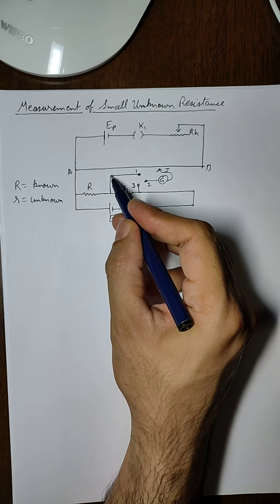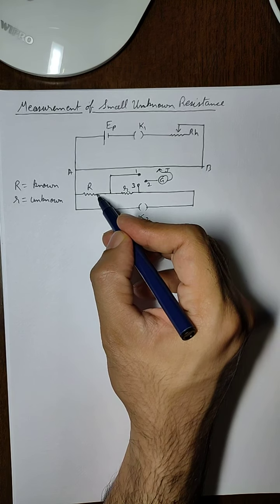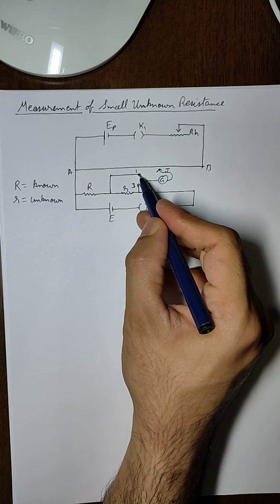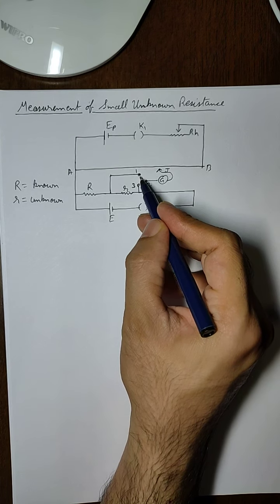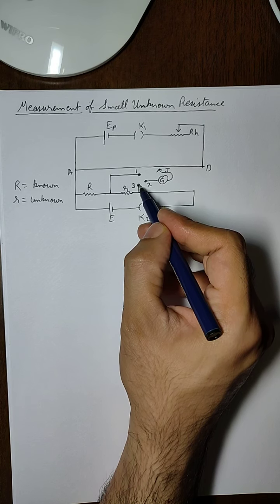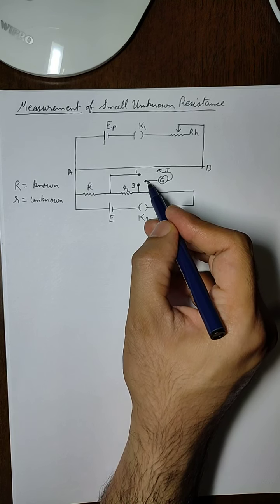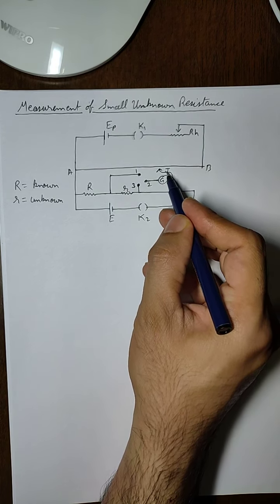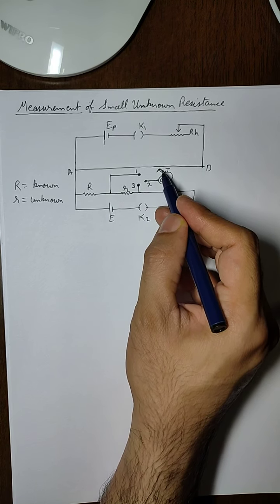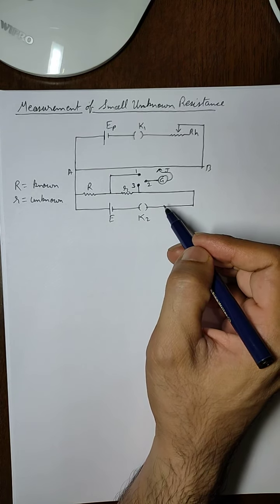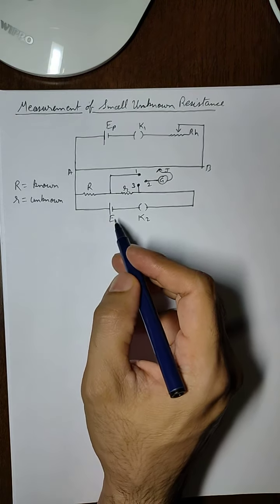Now a connecting point is taken between capital R and small r, and it is connected to terminal 1 of a two-way key, and the third terminal is taken from here, and 2 is connected to the galvanometer, which is further connected to the jockey, as we have done in the previous videos also.